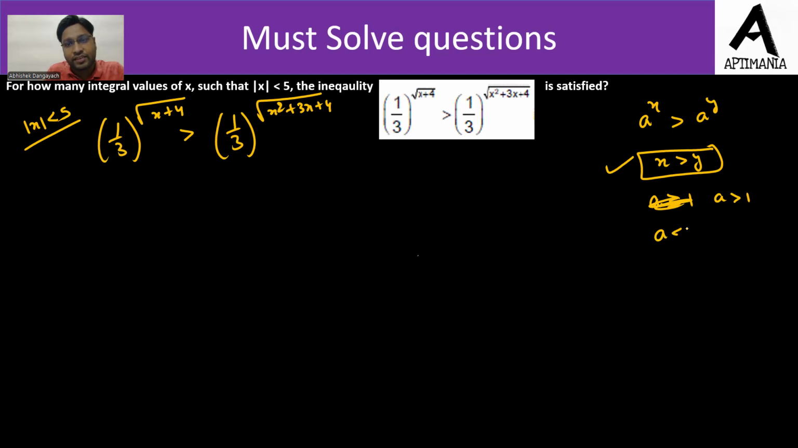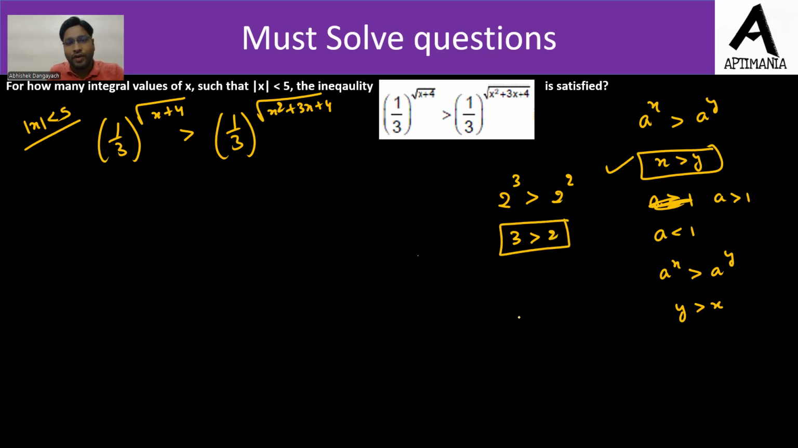But when we have a less than 1 and a raised to power x is greater than a raised to power y, this implies that y should be greater than x. Let me explain. Now suppose we have number 2. So 2 raised to power 3 is definitely greater than 2 raised to power 2. Right? And here we can say that this 3 is definitely greater than 2. Now when we have this number in fractional form, so we have 1 by 2 raised to power 3 and 1 by 2 raised to power 2. Now this is what? 1 by 8. This is what? 1 by 4. 1 by 4 is 0.25. We know that. And this is 0.125.